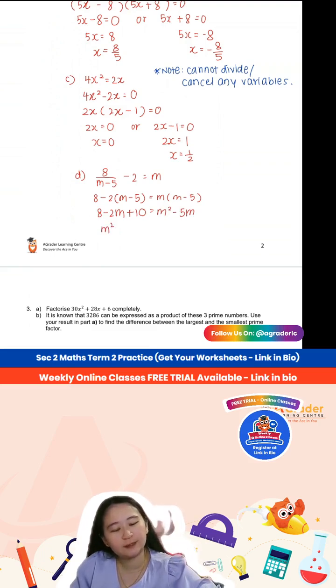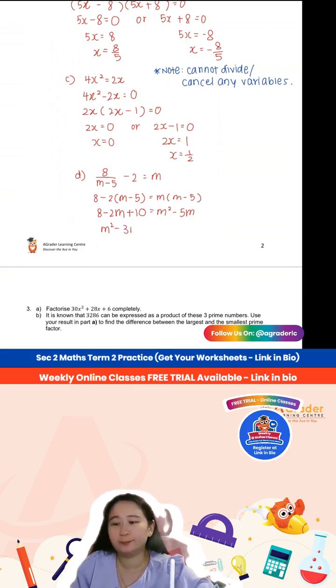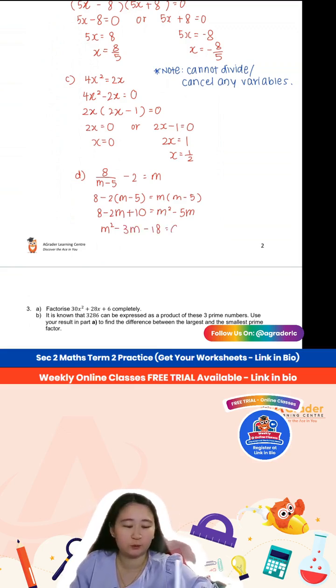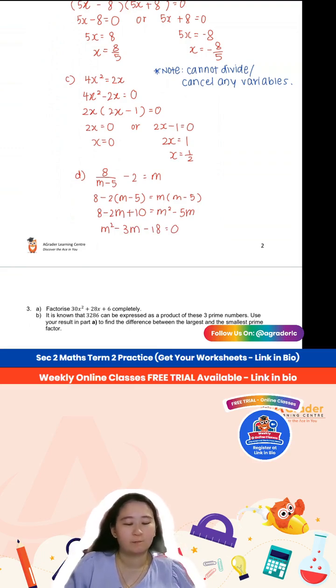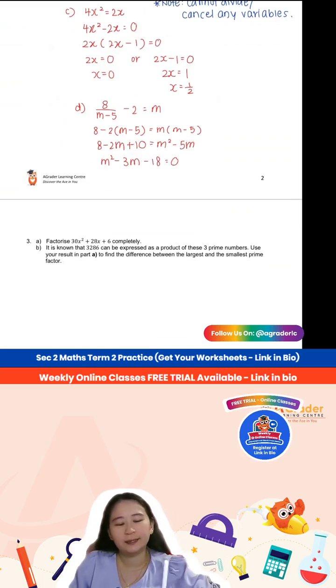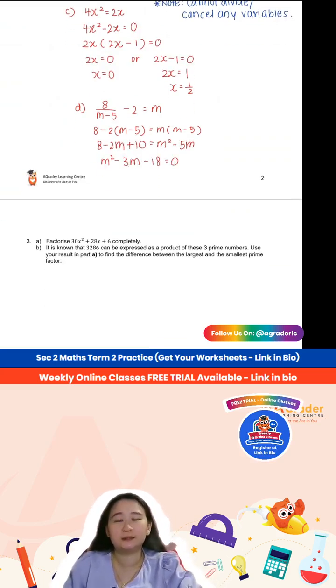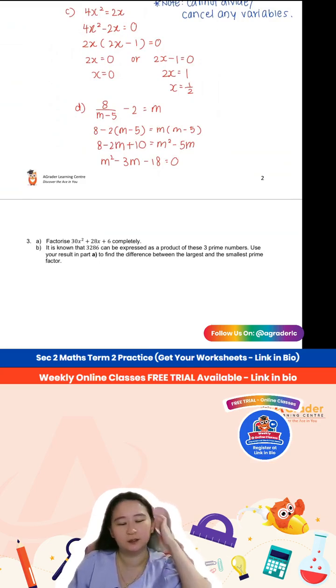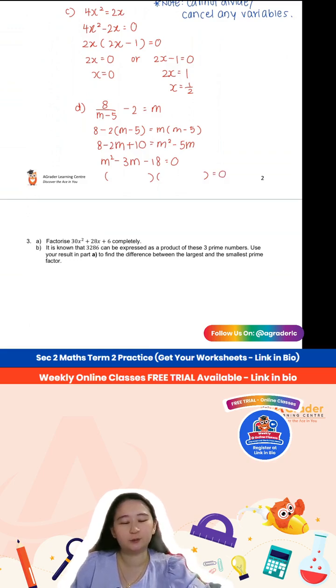Everything shift to left hand side, so m squared minus 3m minus 18 equals to 0. Yep, this is Sec 2 level. Okay, so now we have 3 terms here in this expression. We can factorize by drawing 2 brackets.